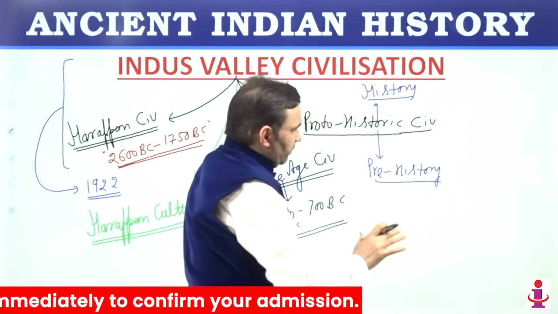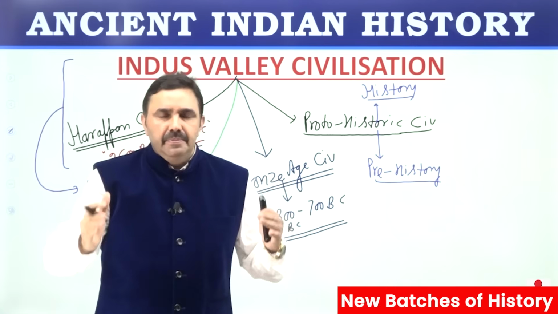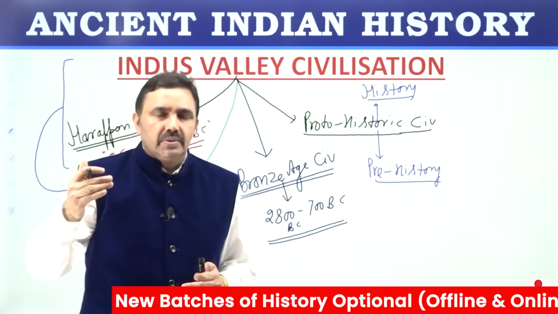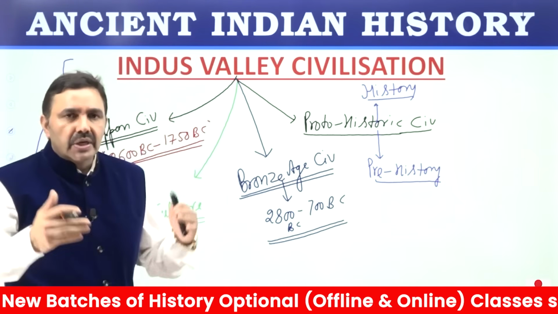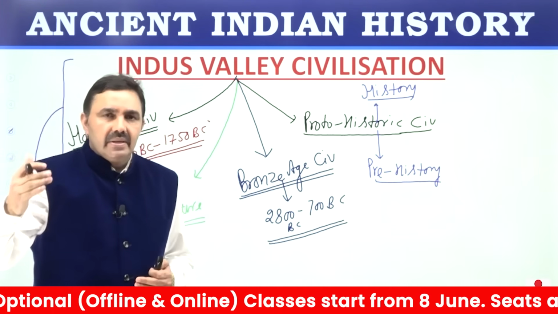Prehistory means that phase of human life when people were not aware of a script. The human beings did not know how to write. So there is no written record of the prehistoric age. Example, Stone Age.